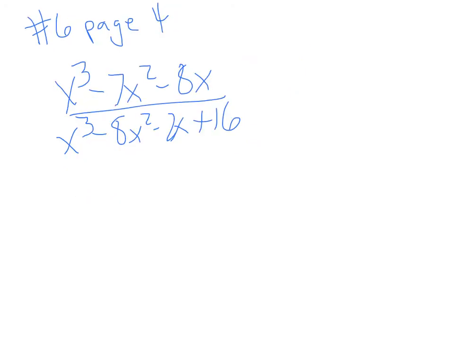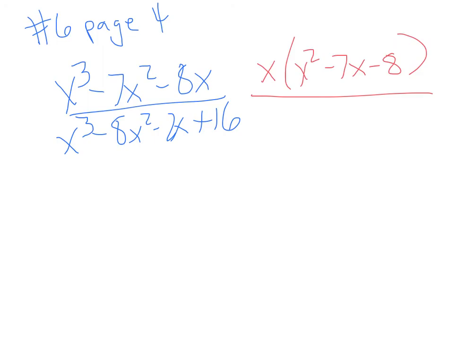Number 6 on page 4, this is just practicing your factoring skills. It's asking you to simplify it. I look at the top piece, and I see that they all have a term of x in it, so I'm going to start by factoring out an x. And then I'm going to look at the bottom piece, and I can't do the same thing, so that's not going to work. I have to use a different method on the bottom piece.